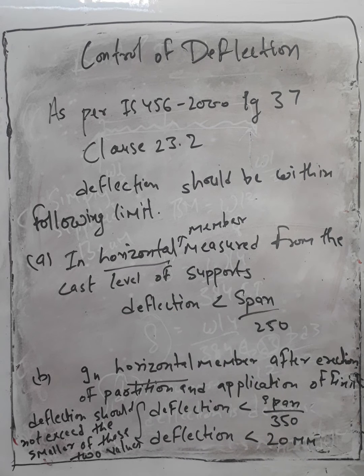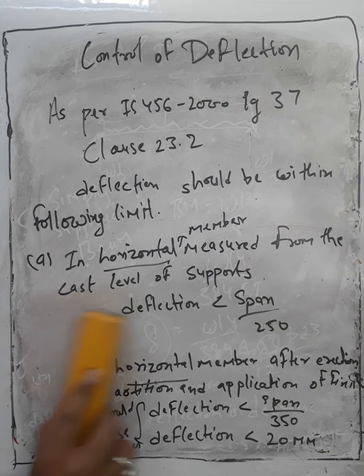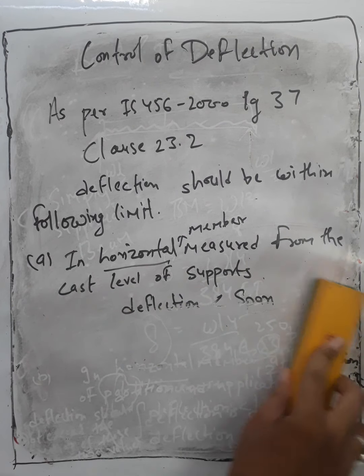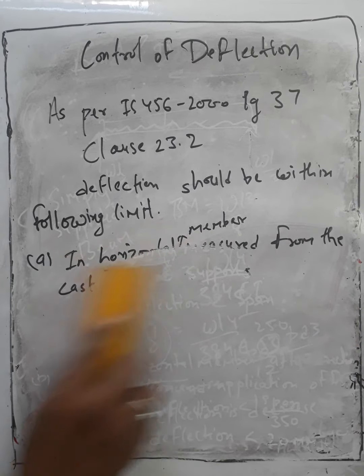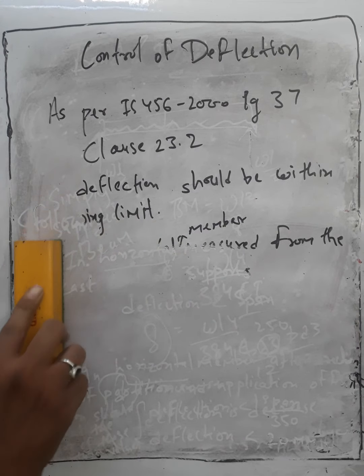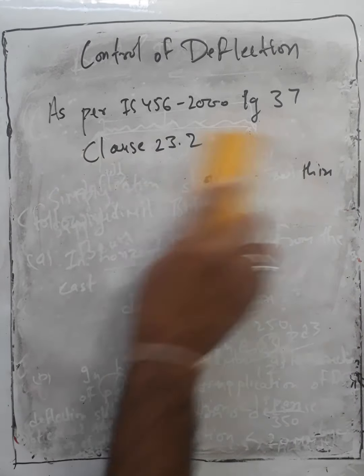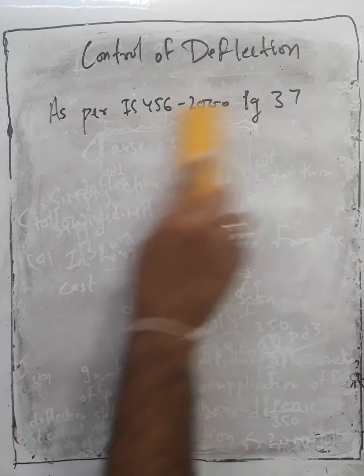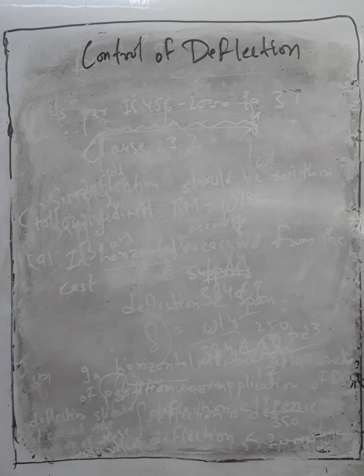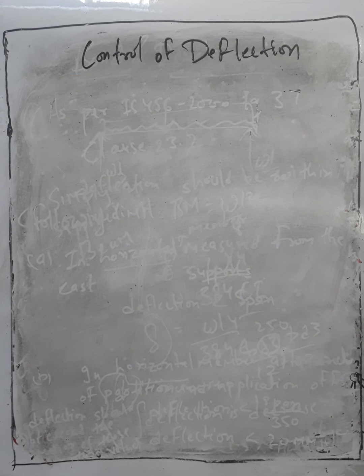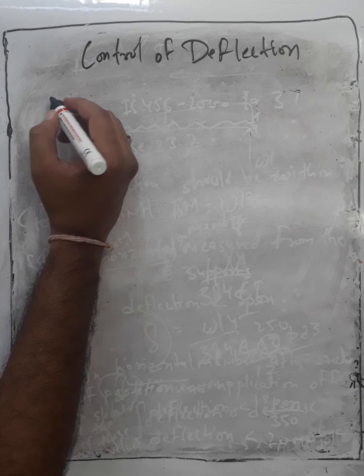Same we have given for the vertical member. So what is the clause we have given for the vertical member? Let's see. You should remember this value because it is directly asked in competitive examinations. For a horizontal member, the deflection level is from cast at the support, then how much deflection? Your answer is deflection is less than span by 250. Now here we consider the vertical part.